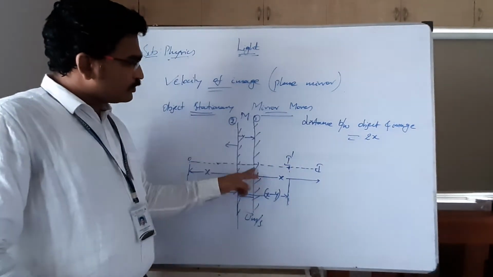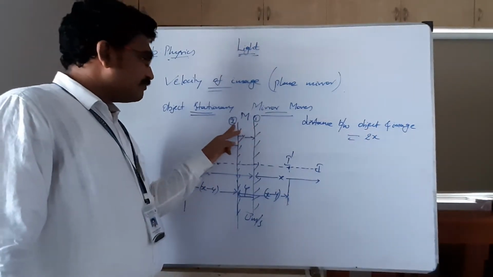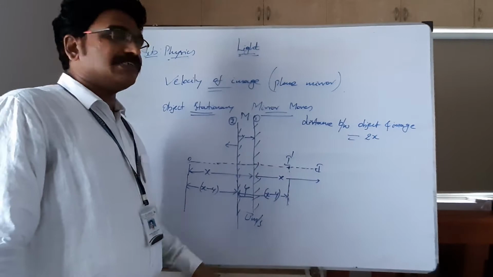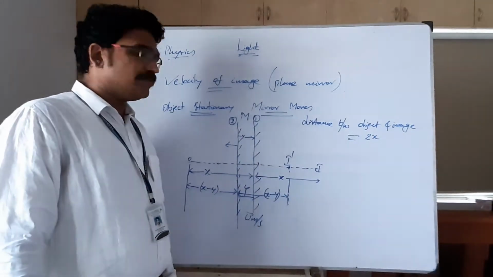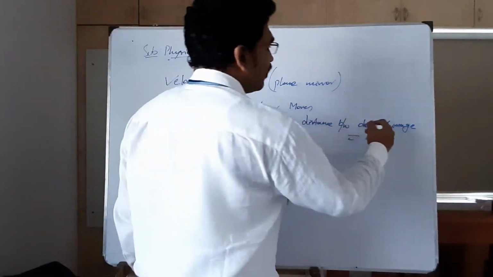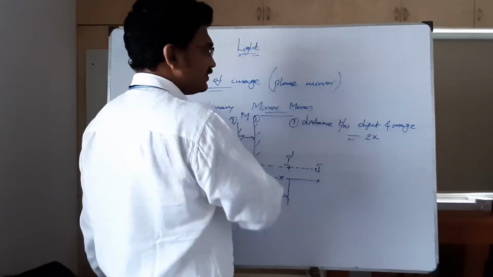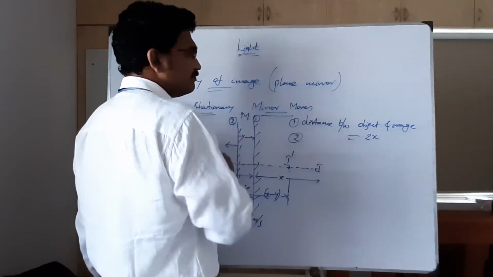When the mirror is at the first position, the image is I. When the mirror is at the second position, the image is I dash. Then what do I have to do now? Again I want to calculate the distance between the object and the image. In the second case, this is for the first position, this is for the second position.